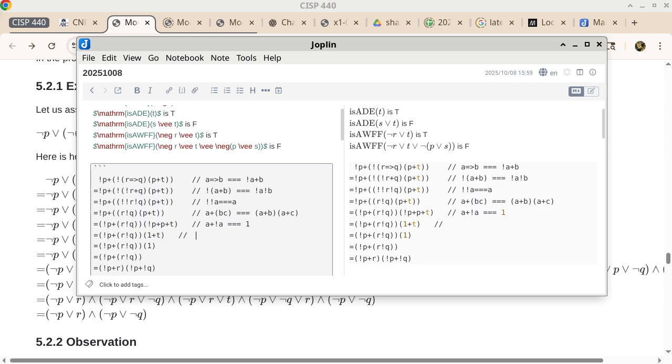Now, what about from here to the one below? In other words, how did we ditch the "or true" over here? That is a simplification: anything or true is just going to be true. Are we convinced? Because in a disjunction, if at least one side is true, the whole thing is true. So what if I tell you one side is always true? Then the disjunction is always true. Is that okay?